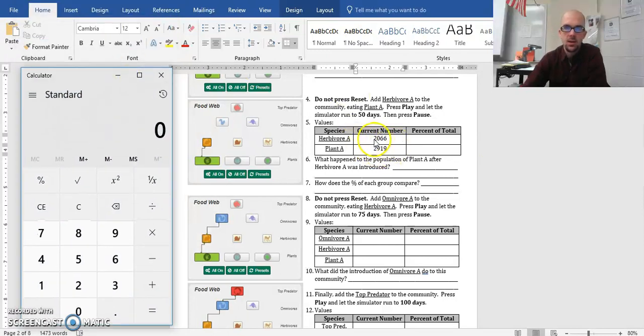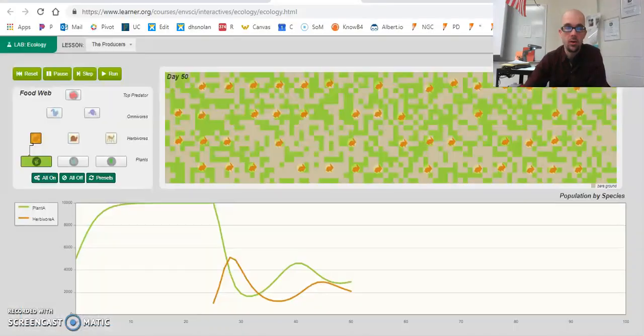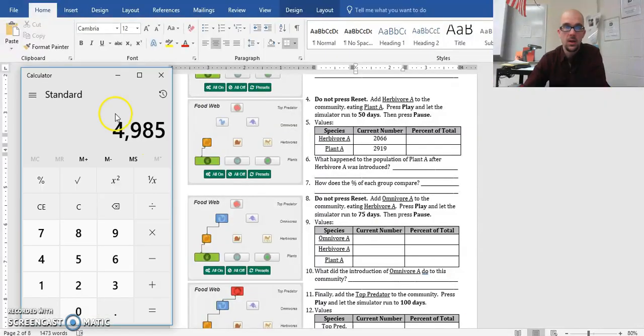And I'm going to take 2,066 and add that to 2,919. That gives me my total number for all the organisms in this ecosystem. That's my total number. So what I have to do is take each of those numbers and divide it by my total. That's what gets you a percent. When you first calculate a percent, it ought to be less than one. It's going to be a decimal that's less than one.